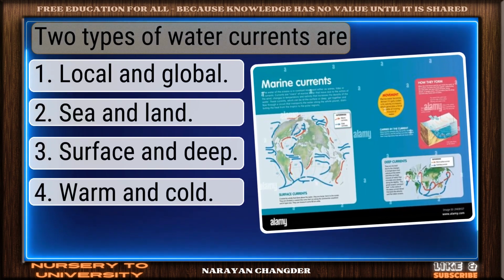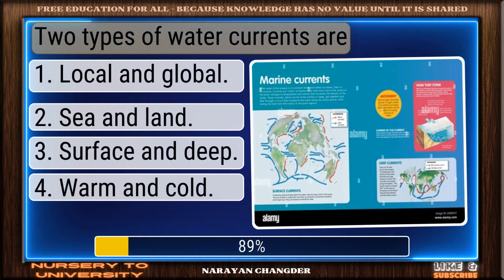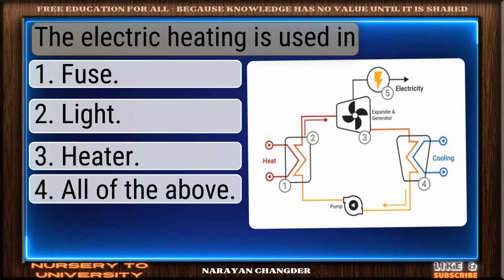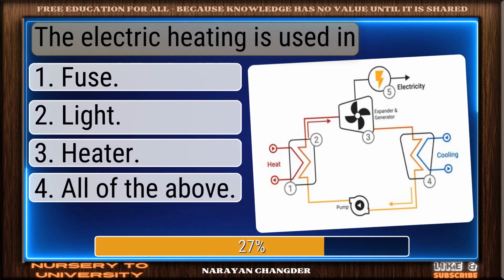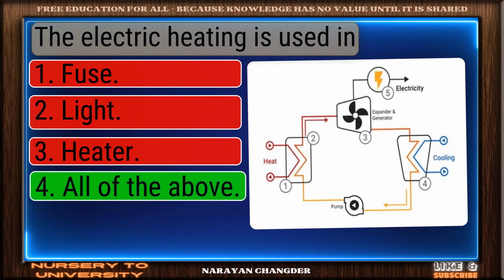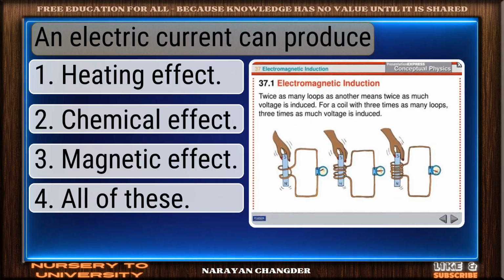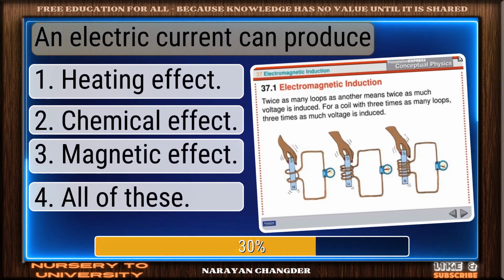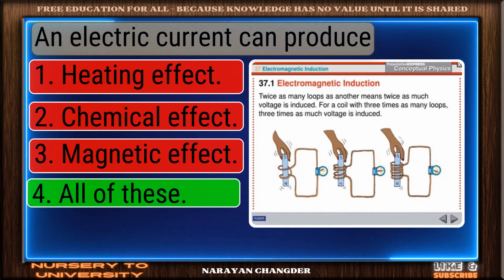Question number 222. 2 types of water currents are. You chose surface and deep, and it is correct. Question number 223. The electric heating is used in. Right choice. All of the above is the best answer. Question number 224. An electric current can produce. Valid point. All of these is true.